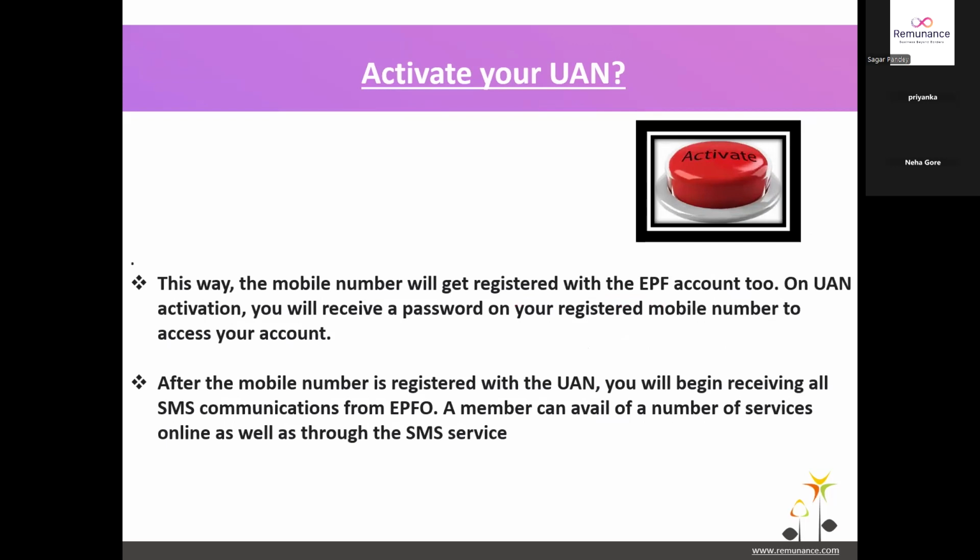So this way your mobile number will also get registered with the EPF account. Once your UAN is activated, you will receive a password on your registered mobile number to access your account. So once your mobile number is registered with your UAN, you will start receiving all SMS communications from EPFO.